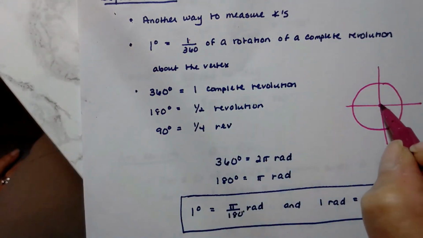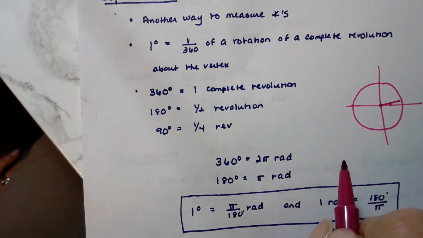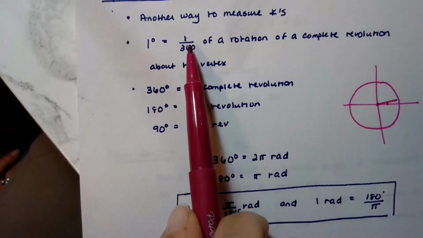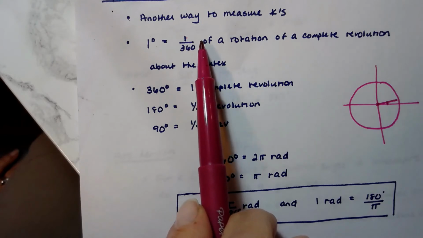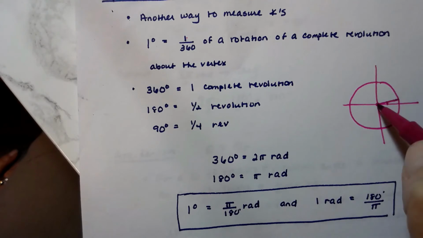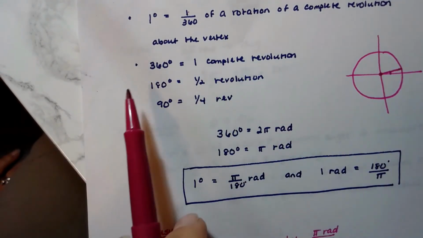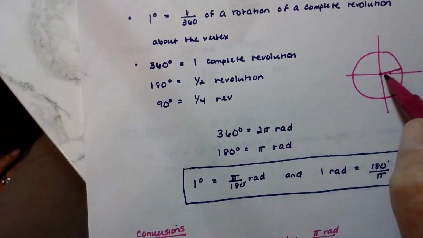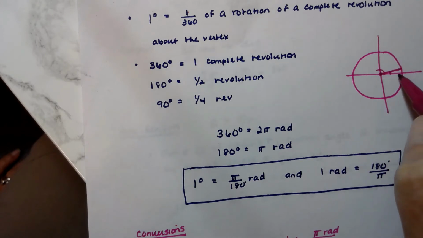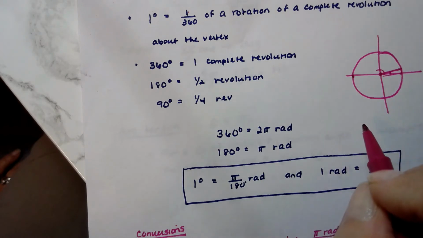So 1 degree would be like there. This distance right here would be 1 degree. Even smaller, but I can't draw that small. So anyway, 1 degree is 1/360th of a rotation, of a complete revolution. And again, about the vertex or about the center. So again, 360 is 1 complete revolution. Here's 360, 1 whole sweep around. 180, I start here and I end here. So that's 180 degrees. It's a semicircle.